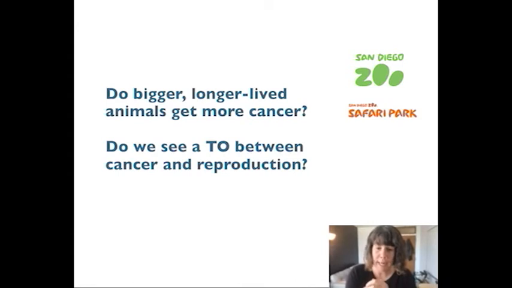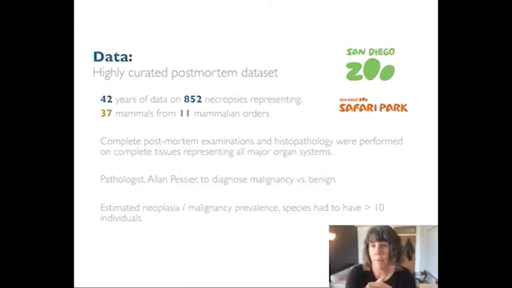So they had a postmortem data set. Typically animals within a zoo setting always get a postmortem. And so even if cancer wasn't a problem and a cause of death, it can still be uncovered during a necropsy. So we have 42 years worth of data. We have 852 necropsies. This represents 37 mammals and 11 mammalian orders.